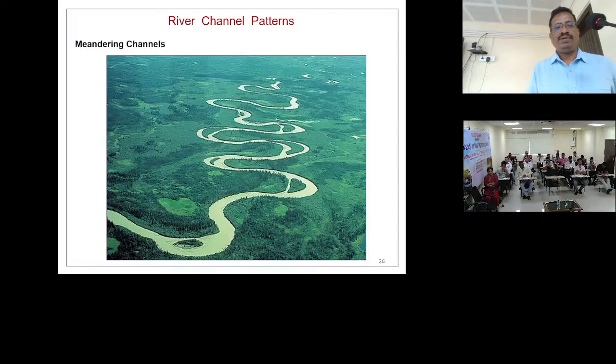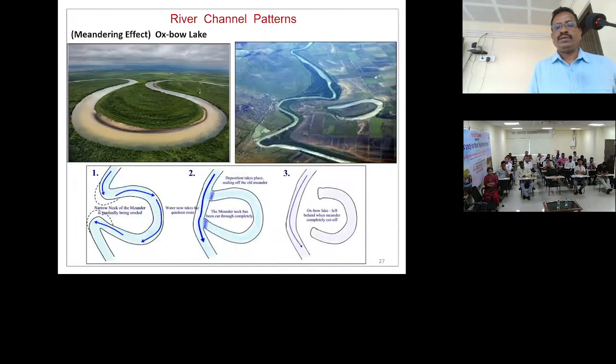This is an example of a meandering channel. This is an Oxbow Lake river channel. The river will follow an Oxbow Lake type flow. After some time, the deposition will take place in these two locations, and a straight channel will be formed and the flow will be like this. So these types of meandering effects we can also see in this river pattern.